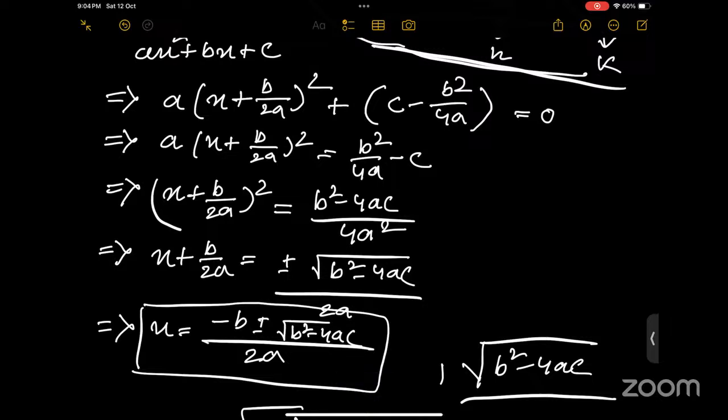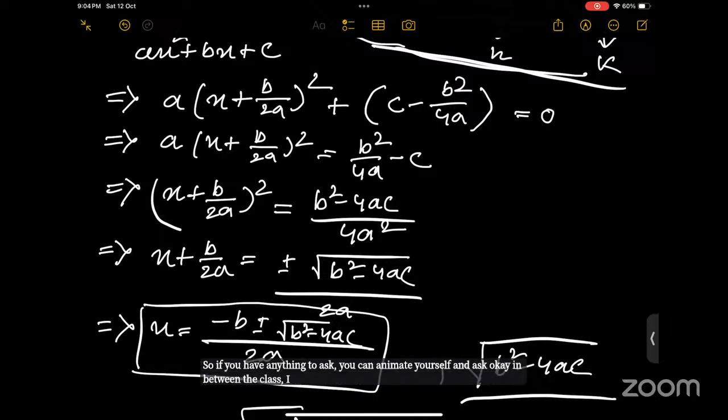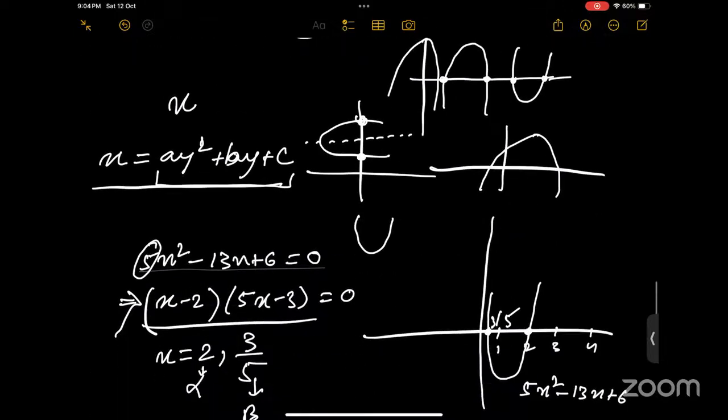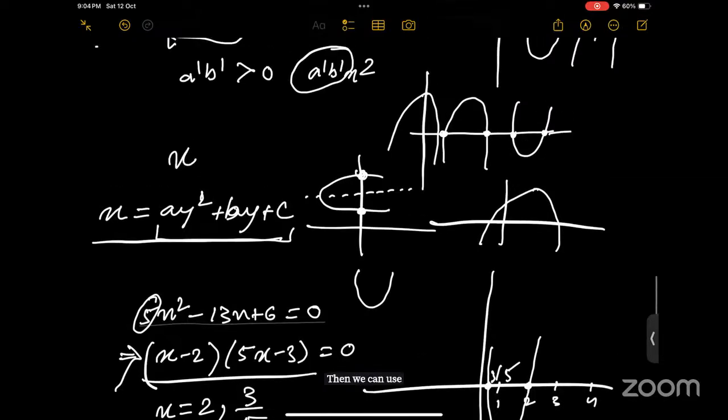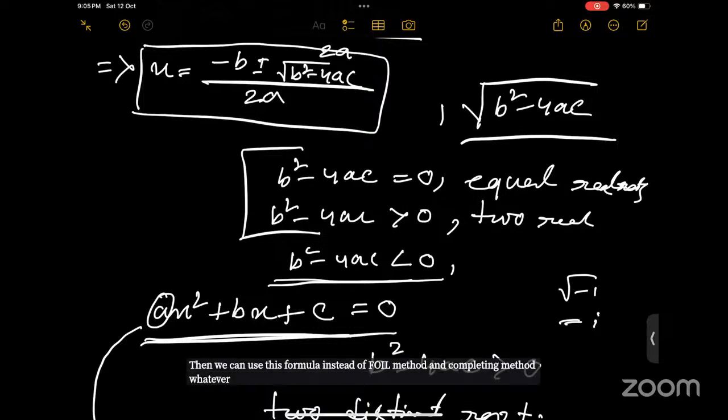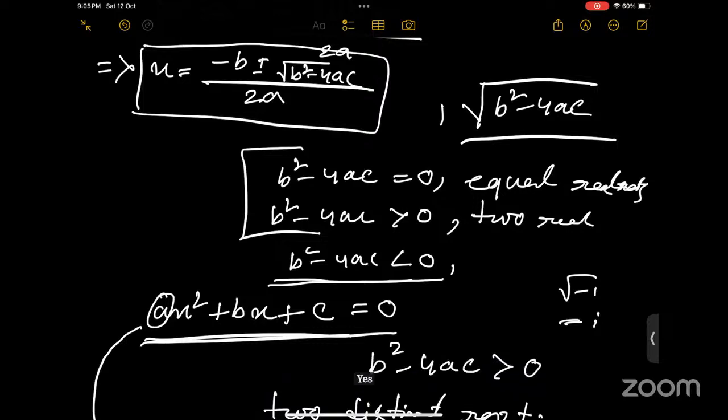So if you have anything to ask, you can unmute yourself and ask. In between the class, I may not be able to read all the chat boxes. So if you have any doubt, you can simply unmute yourself. We can use this formula instead of the FOIL method and completing the square method, right? Yes, definitely we can.